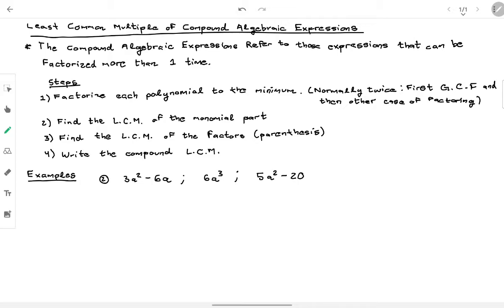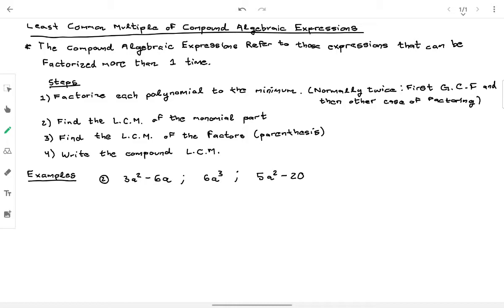So in this case, we have three different parts. Two of them are polynomials and one of them is a monomial, but don't worry about it. We can do it. It's the same process. We need to factorize each expression to the minimum, and then we will see the process for finding the least common multiple between the monomials and between the factors.